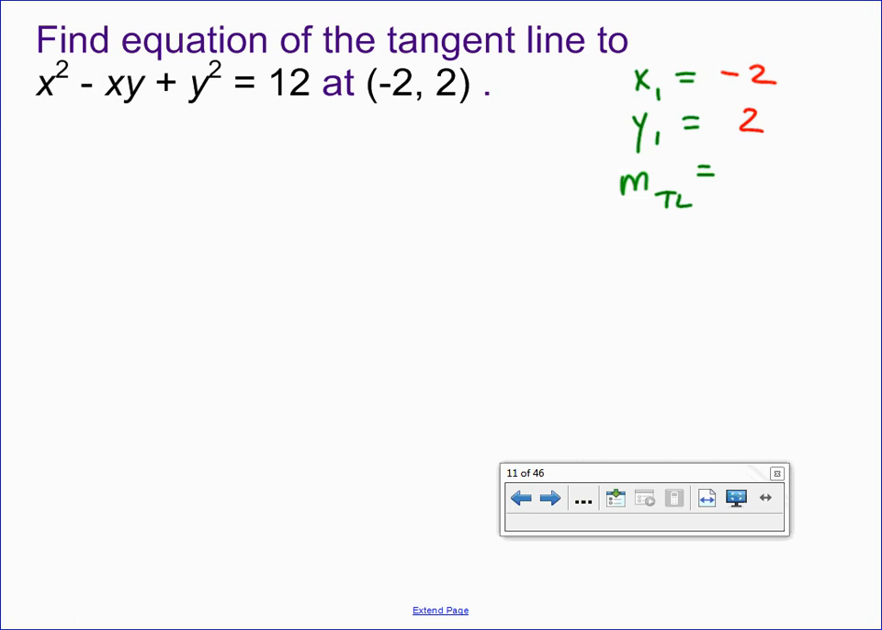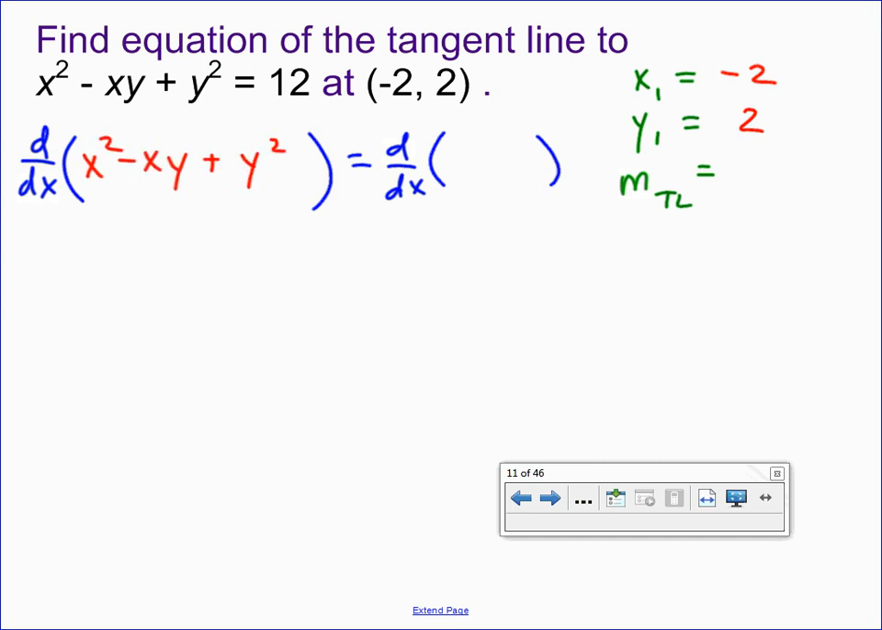So where do I go to find the slope of the tangent line? What do I need? Kobe? The derivative. We need the derivative. And now I'll use y prime, since we didn't already have the notation dy dx. I'm going to use y prime because it's shorter to write. So what will we do? We'll differentiate both sides with respect to x. So the derivative with respect to x, on the left-hand side, of x squared minus xy plus y squared. On the right side, 12. Let's go ahead and differentiate term by term.